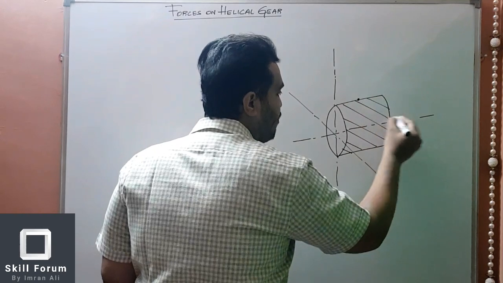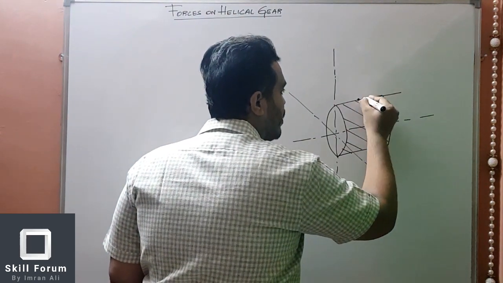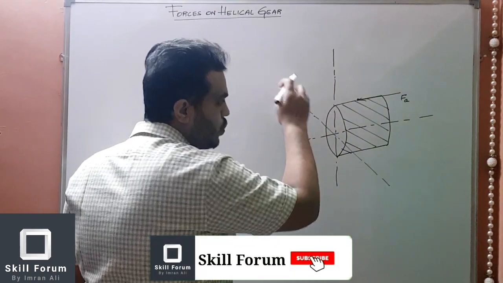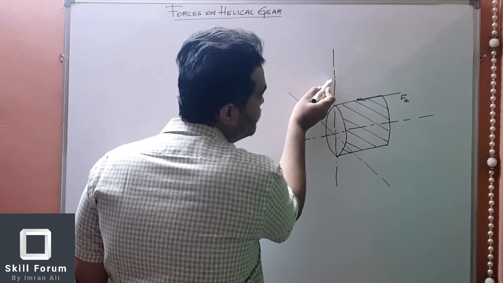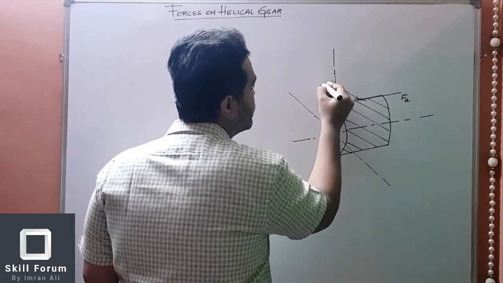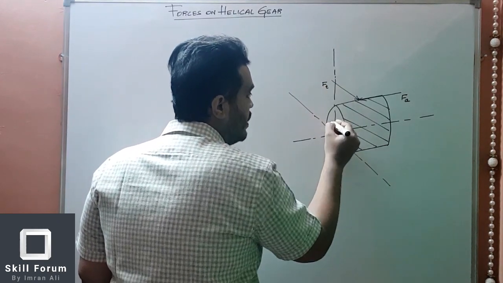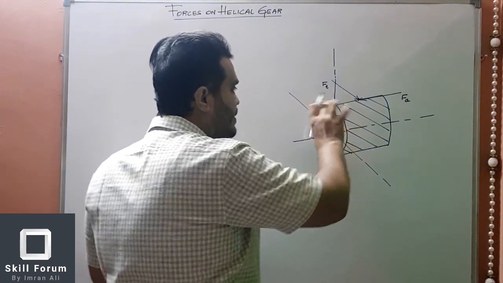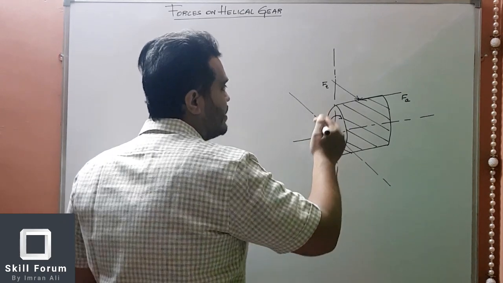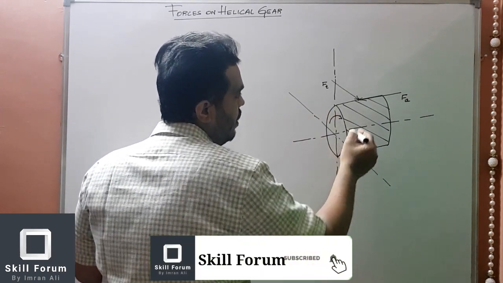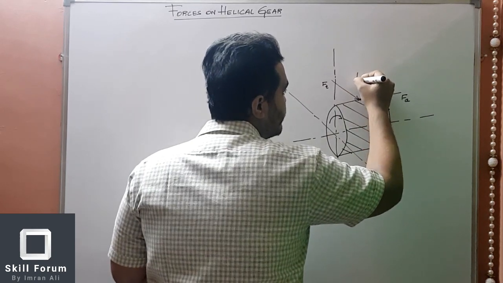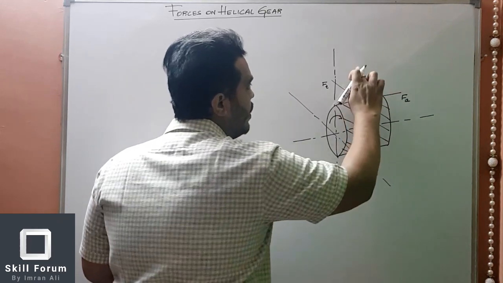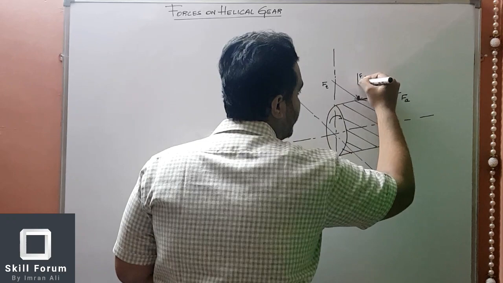The force parallel to the axis of the shaft we call the axial force, and the force along the horizontal axis is called the tangential force. The tangential force produces a torque in the shaft, which tends to rotate that shaft. Next, we have the radial force, that is Fr. Got it? This is called the radial force.